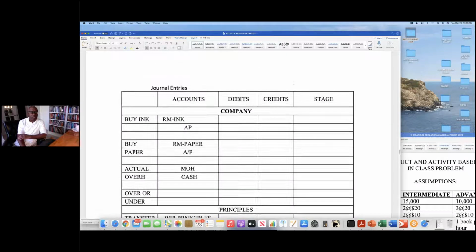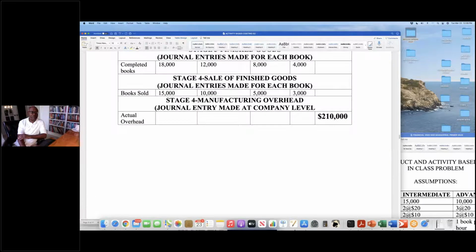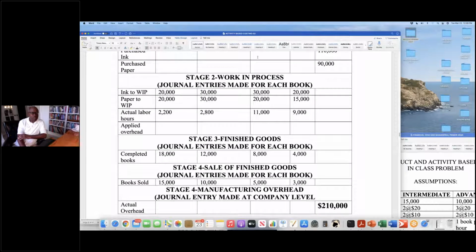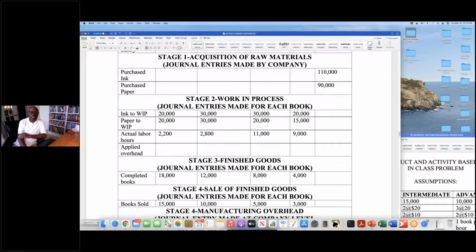Are there questions by anybody? So you get your information for your journal entries from the quantity information in here. The only dollar amount is here for the actual overhead. Otherwise, those quantities as you make your calculations.